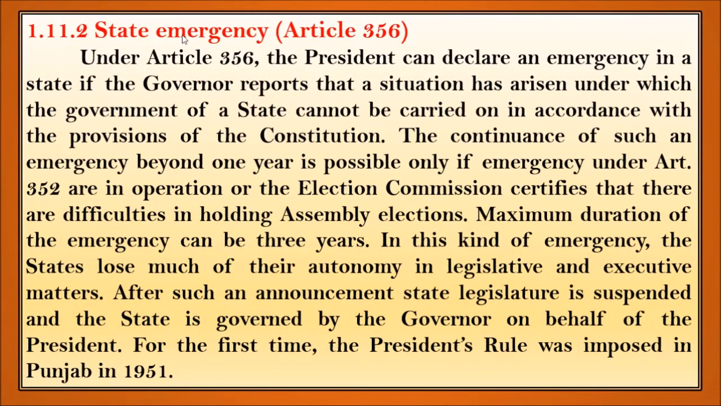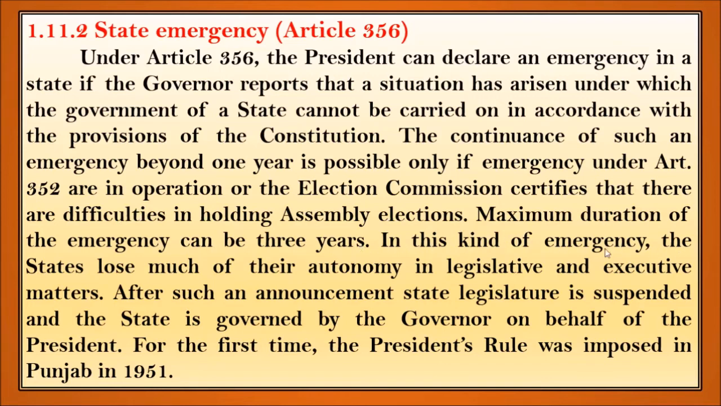Next, state emergency. Under Article 356, the President can declare an emergency in the state if the Governor reports that a situation has arisen under which the government of the state cannot be carried on in accordance with the provisions of the Constitution. The continuance of such an emergency beyond 1 year is possible only if an emergency under Article 352 is in operation, or the election commission certifies that there are difficulties in holding assembly elections. Maximum duration of the emergency can be 3 years.